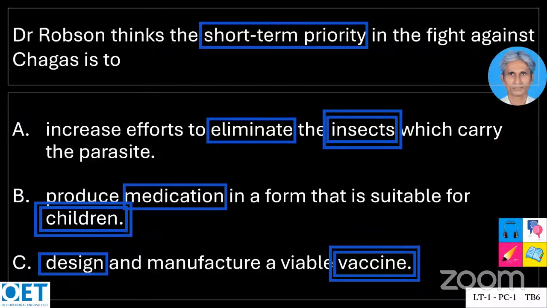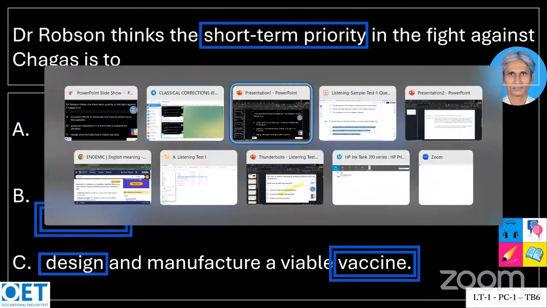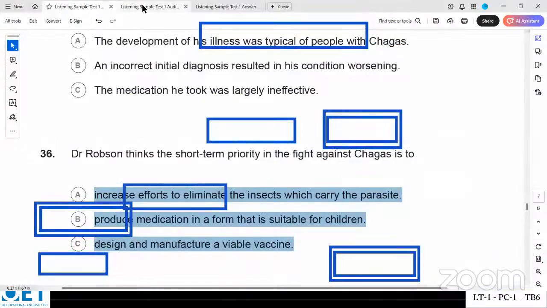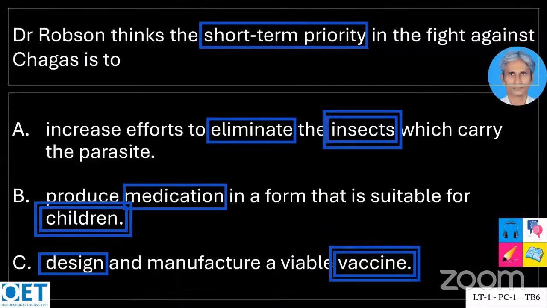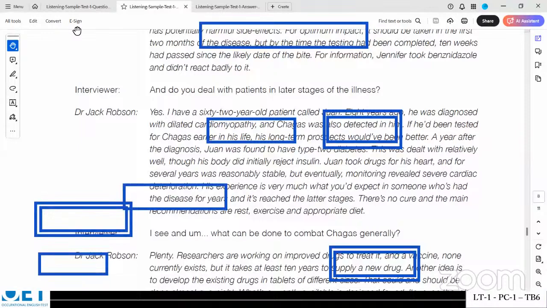Now coming to the point, let us go. So insect, eliminate. Then children, medication. And vaccine, so design.